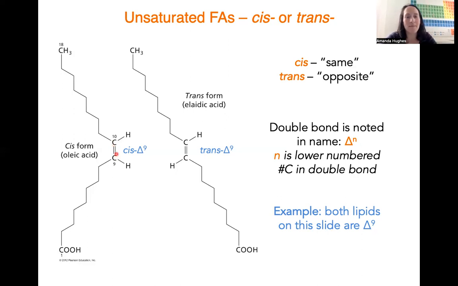There's the double bond. You can count the same thing over here. If I can move this little tile out of the way. Here we go. Carbon 1, 2, 3, 4, 5, 6, 7, 8, 9. So there, this is our delta 9. So the double bond is between carbons 9 and 10 of your fatty acid. So the superscript number tells you the lower number within the double bond.